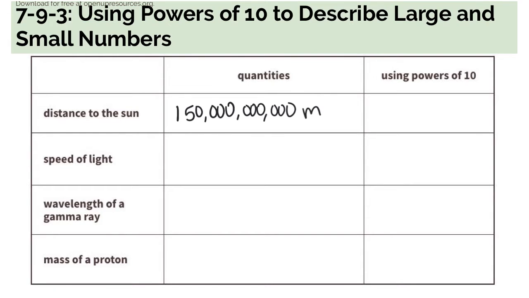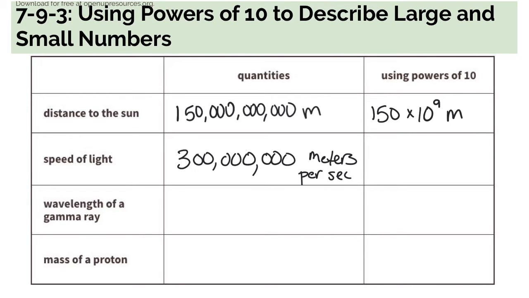Okay, the first one we're going to look at is the distance of the sun. It is 150 billion meters from Earth. Now we're going to rewrite this using powers of 10. I notice that my number is really just 150 with 9 zeros at the end, so I'm going to rewrite that as 150 times 10 to the 9th meters.